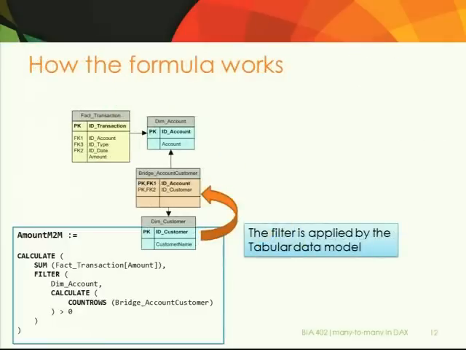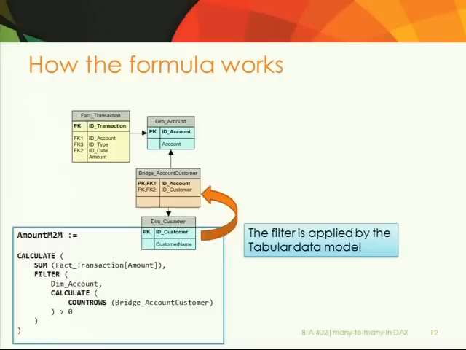Let's see what happens when the formula works. The first filter is applied directly by the tabular data model, because in Excel we have a filter, we have a slicer, then we put a filter. So we do not worry about dim customer. It gets filtered by the user, by Excel, by some kind of query.